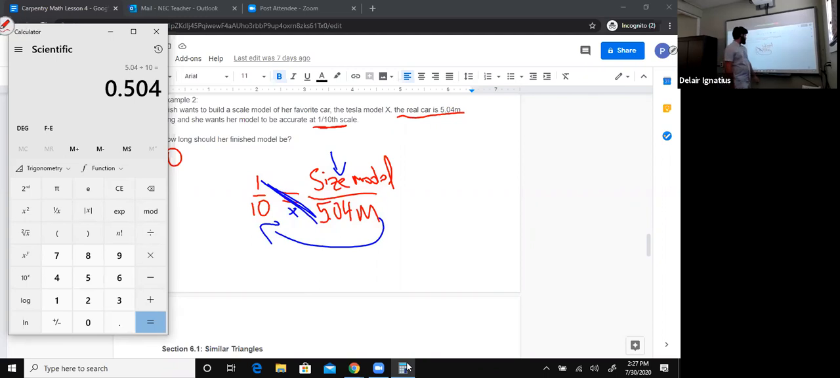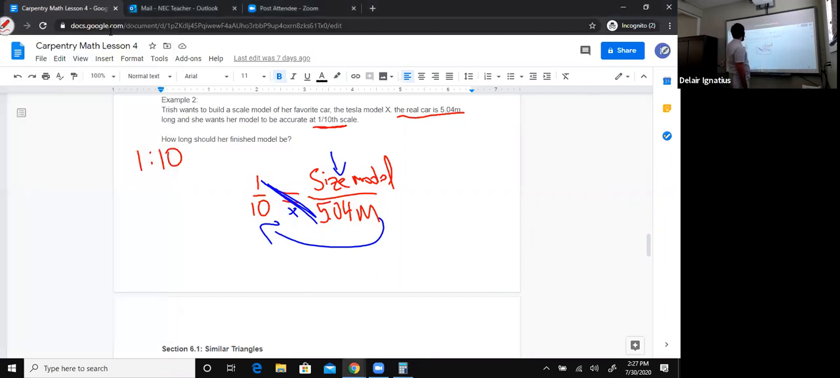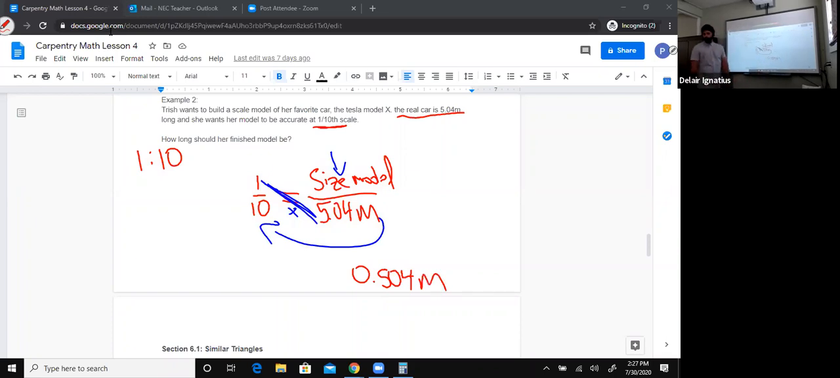0.504. So the scale model, the size of the model, or the length of the model rather, should be 0.504 what? 0.504 meters, right? It has to be meters, and it has to be meters because this was in meters, and this side of the equation was unitless. It's just a fraction, it's just a number, okay?